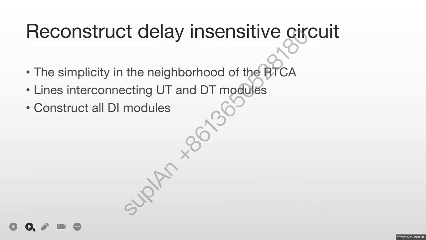Due to the simplicity of the neighborhood of the PTCA, the lines interconnecting any pair of UT and DT modules do not cross each other. This feature may enable embedding the circuit into the alpha ACA to simulate PTCA. On the other hand, embedding the circuit needs to construct all DI modules using the primitives.